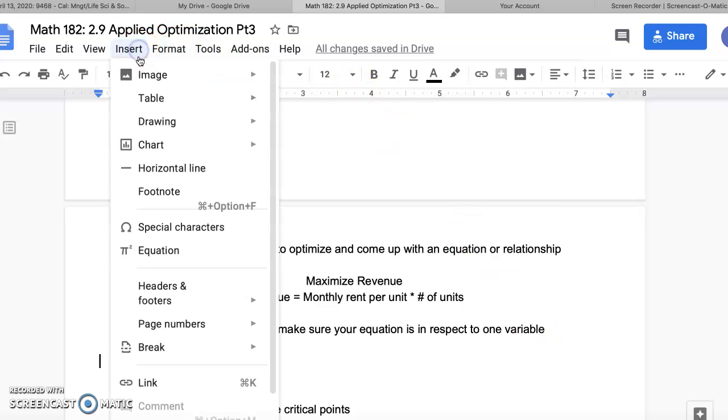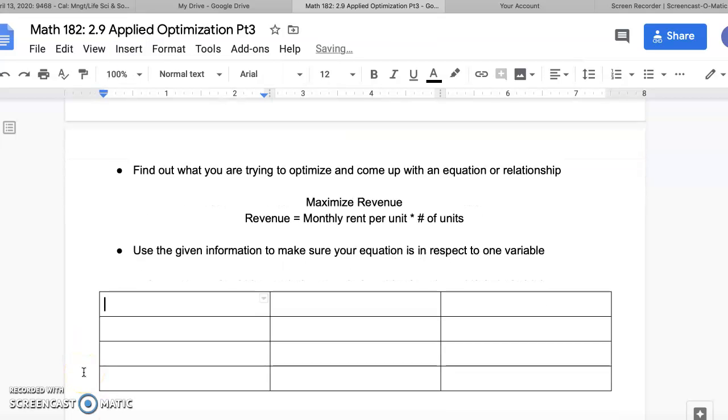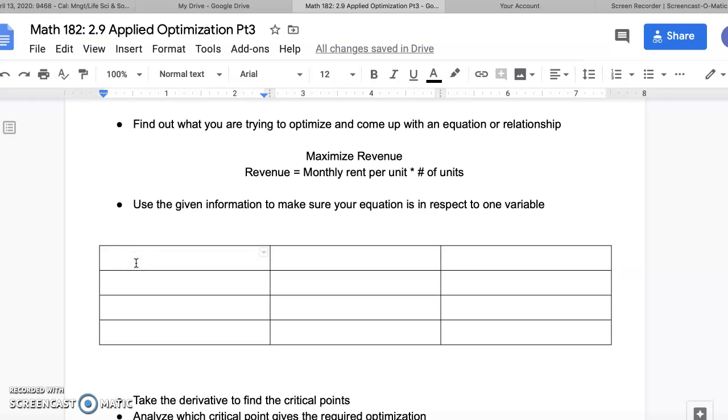So let's go ahead and set up a table. You don't have to set up a table if you don't want to, but I'll set up a table just to help me find the pattern. So here's the monthly rent per unit. Here's the number of units. And then here's the revenue, and it equals rent times number of units.